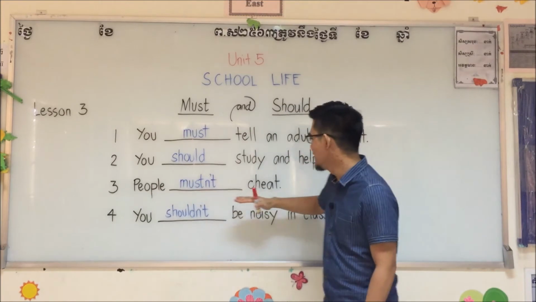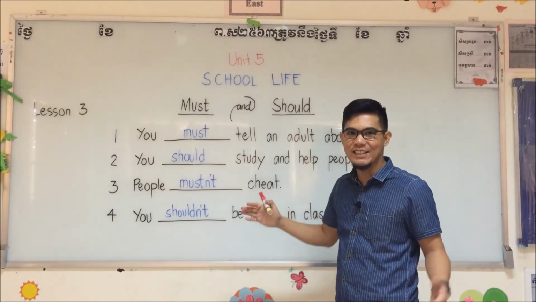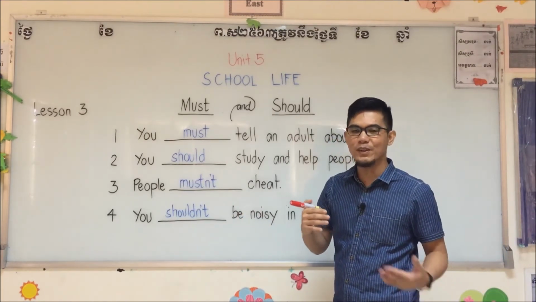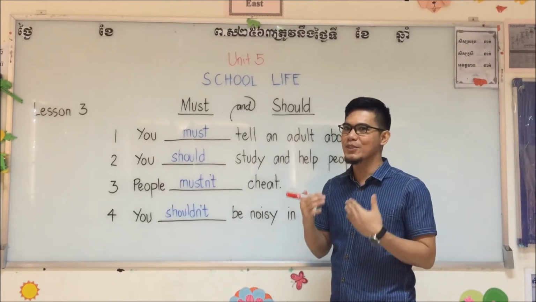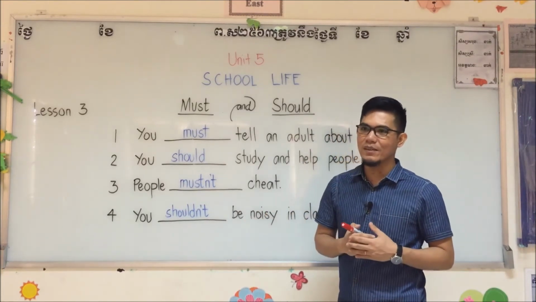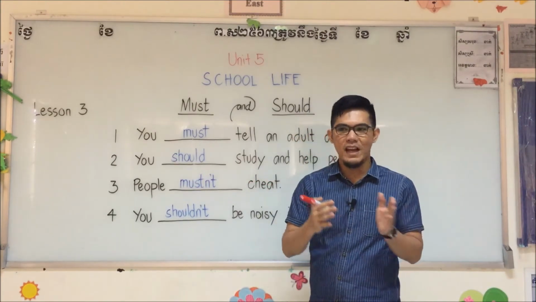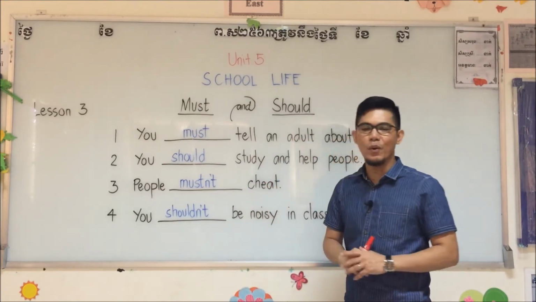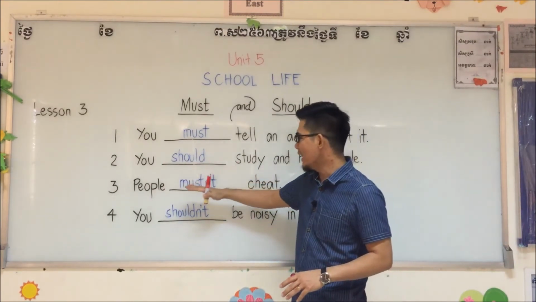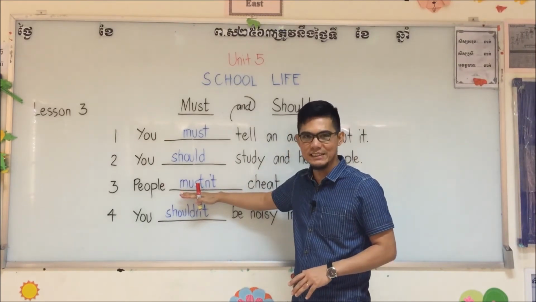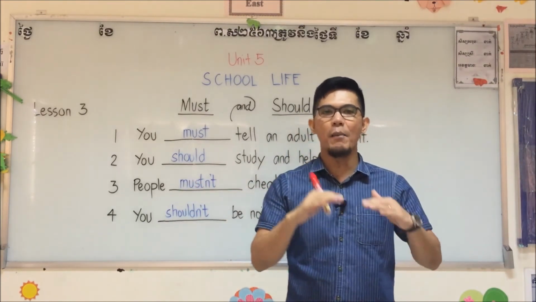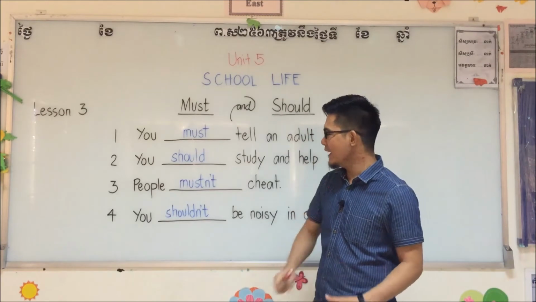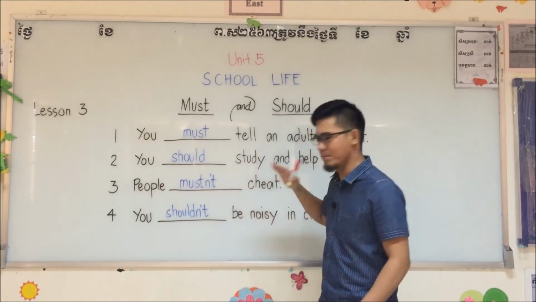People blank cheat. It's a negative. Remember, in our lesson number 1, we learned about school life verbs. We identified whether it's a positive, a neutral, or a negative. This example is a negative one. And our correct answer is mustn't, the short form of must not. Number 3, people mustn't cheat.